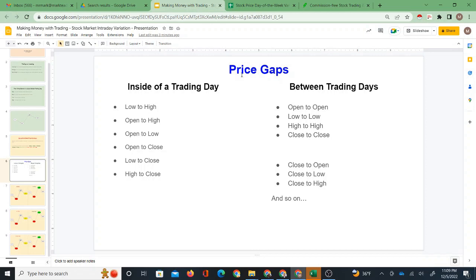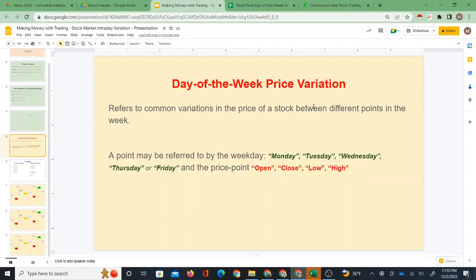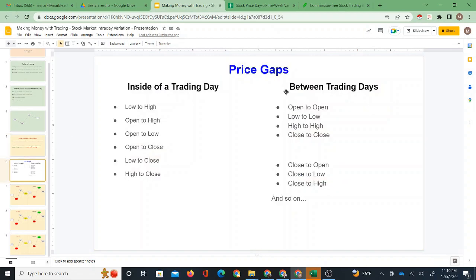But first of all, I'd like to explain more about price gaps. By the way, I have another video where I went over intraday variation in general, which is basically the distance between prices at different points in the day or different points in the week. So you can see that video if you need a little more background. But right now, I'm going to explain what this video is about.